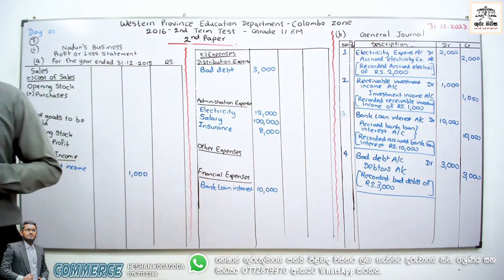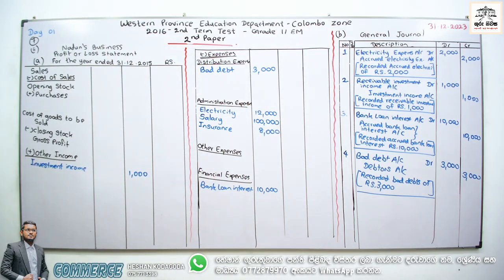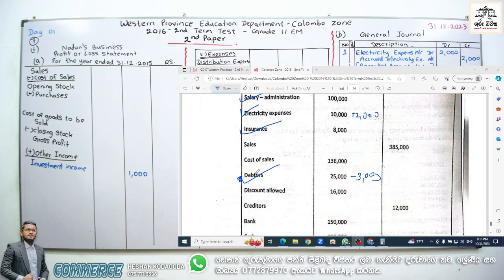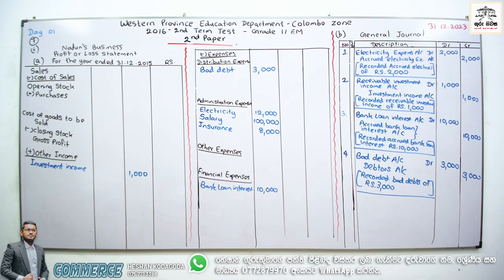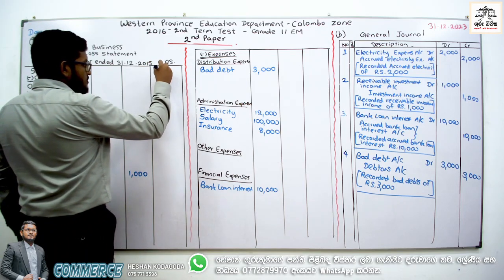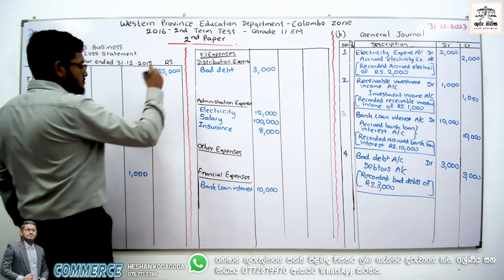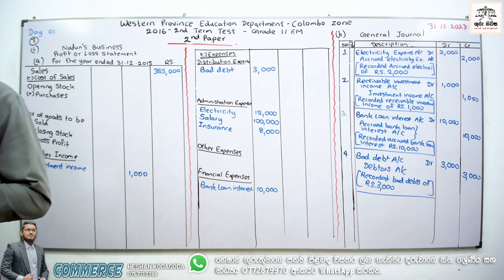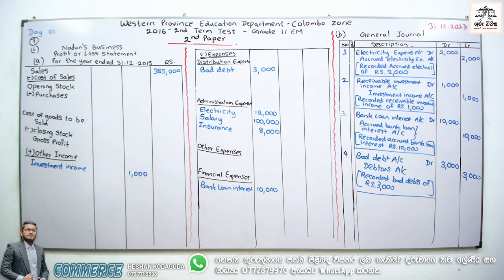Done. Other than that, when it comes to sales, it's rupees 385,000. You can write sales 385,000. Done. In here, cost of sales is already given.